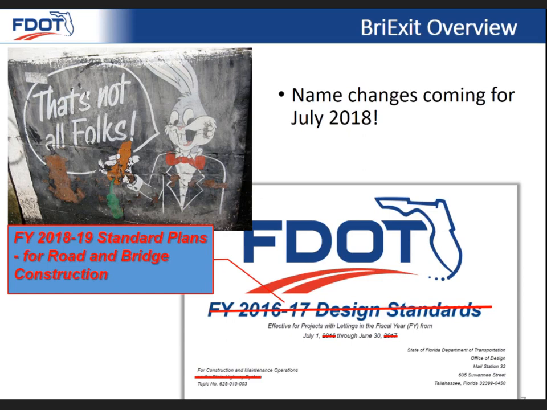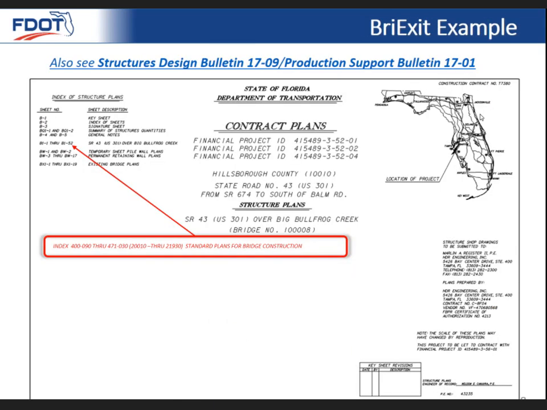So as you know, that's not all. We've got name changes and number changes. So there was a triple whammy this year for you all, but I'm sure you can handle it. We've got an example here of what that means, moving the structured standard plans into a contract set of plans for bridges.